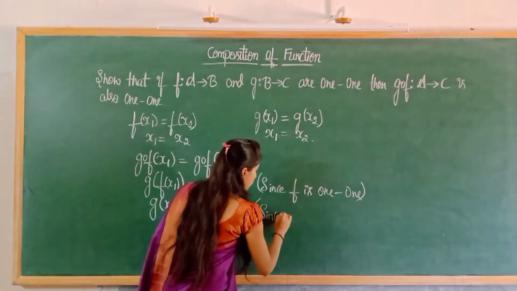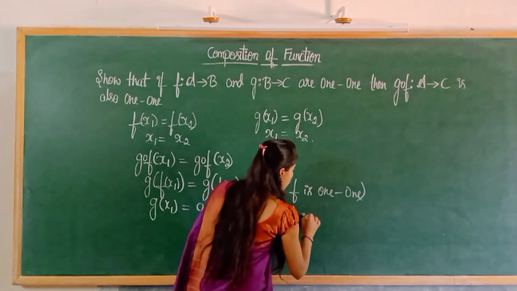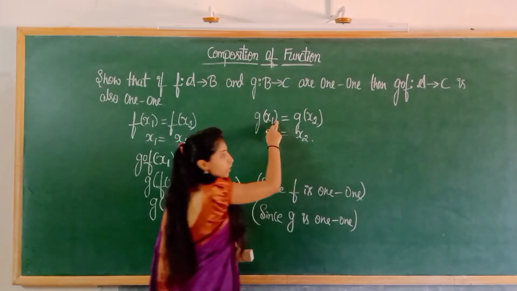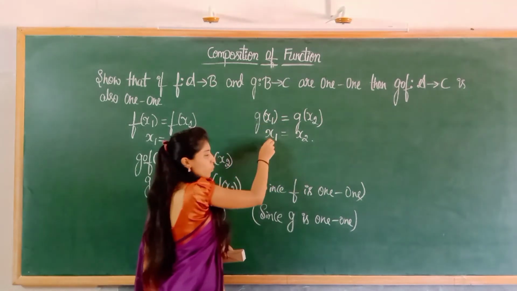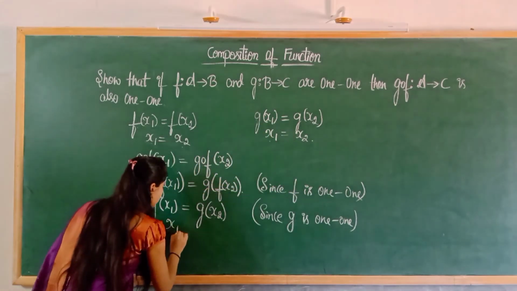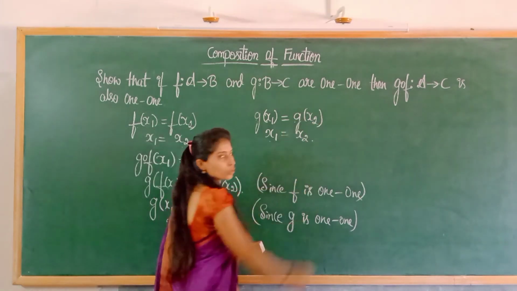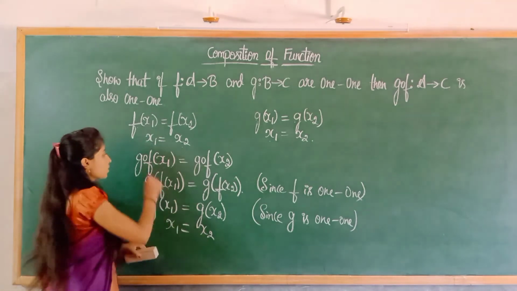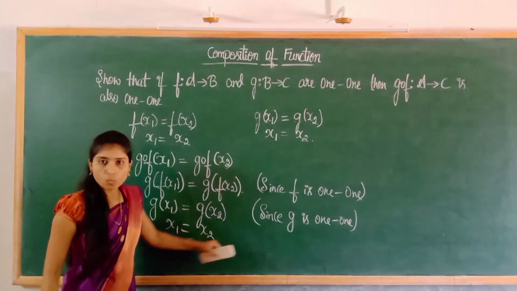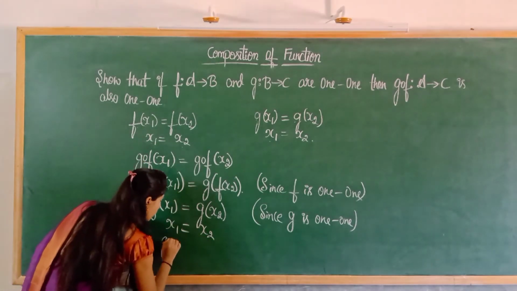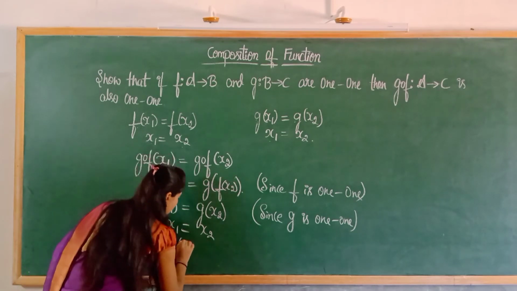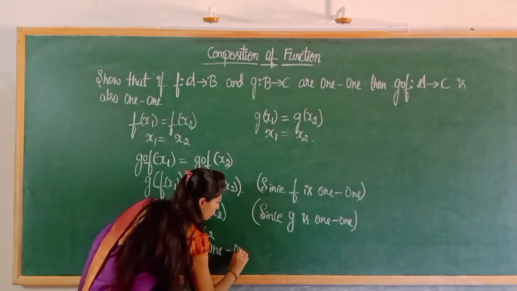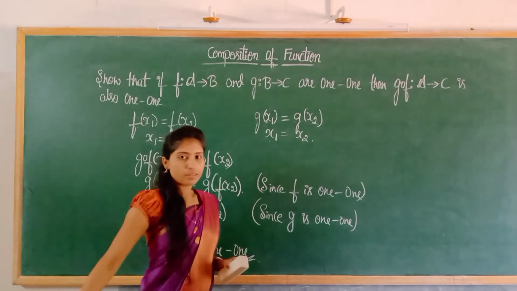G is 1-1. G is 1-1 means g of x1 equal to g of x2 gives x1 equal to x2, right? We have finally proved g composition f of x is also 1-1. Therefore g composition f of x is 1-1. Okay, the next problem.